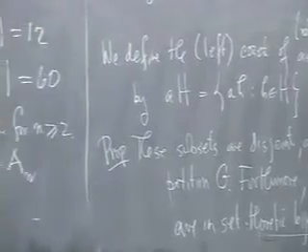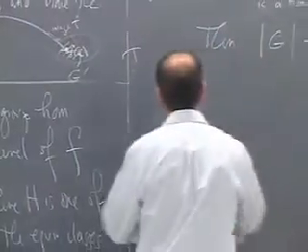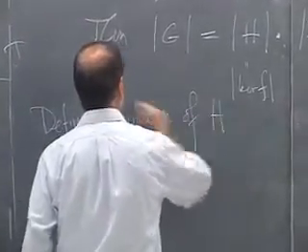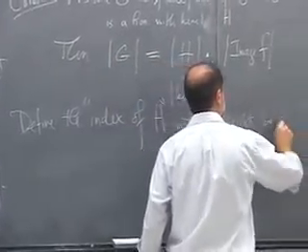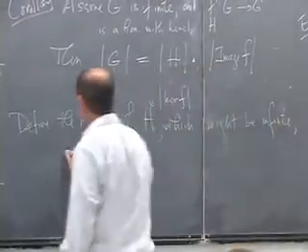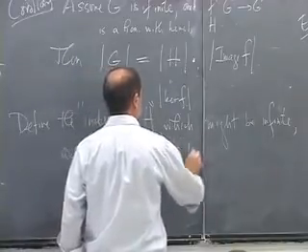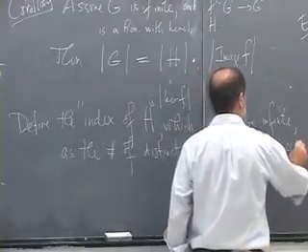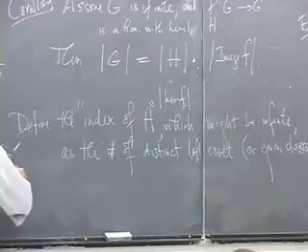And we define the index of H, as opposed to its order, which might be infinite, as the number of distinct cosets, distinct left cosets, or the number of equivalence classes. And you write the index like this, the index of H in G.